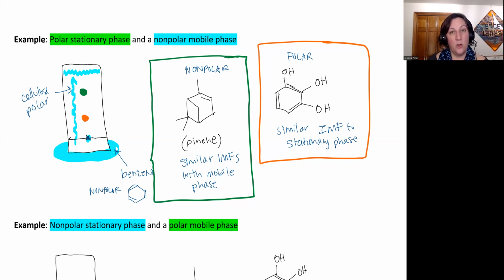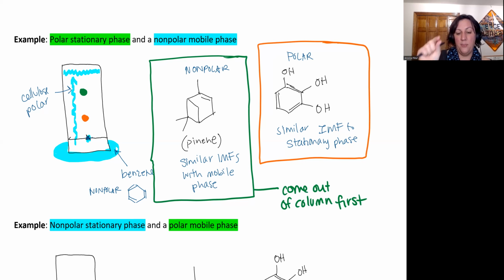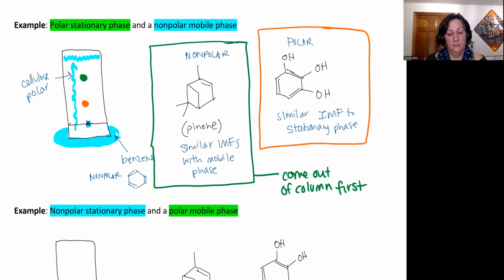Now, if this was liquid chromatography or HPLC, it means that our pinene would come out of the column first. Same with gas chromatography. The vapor of the pinene would come through the column and exit it before the other compound with the alcohol groups.